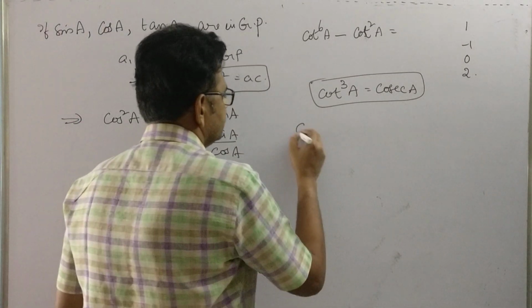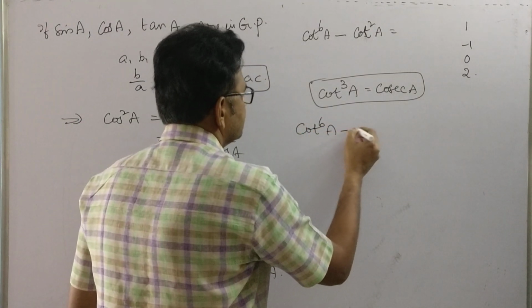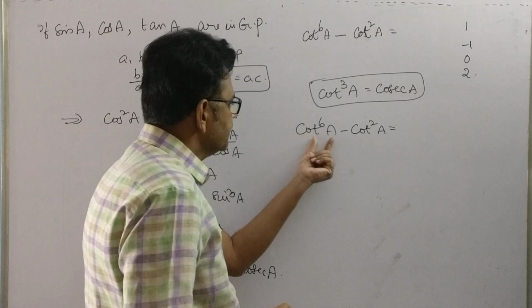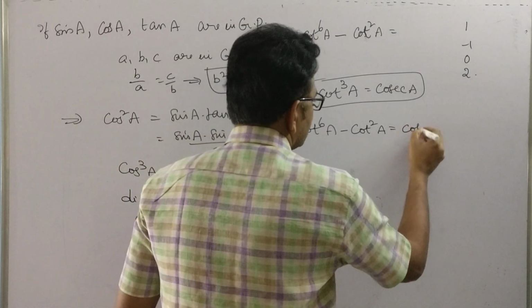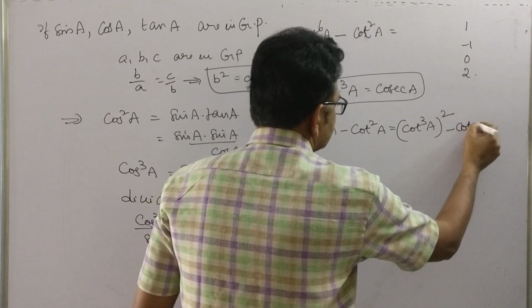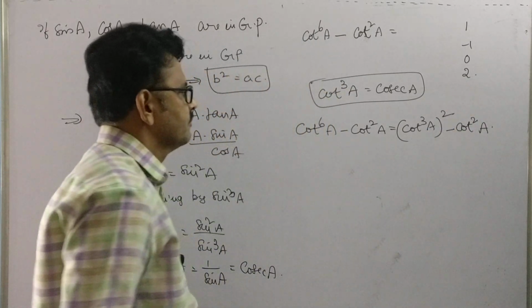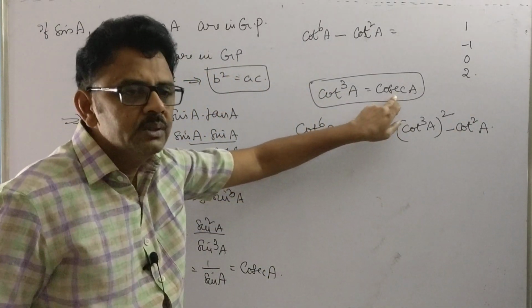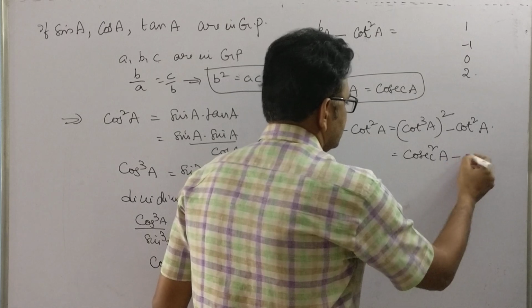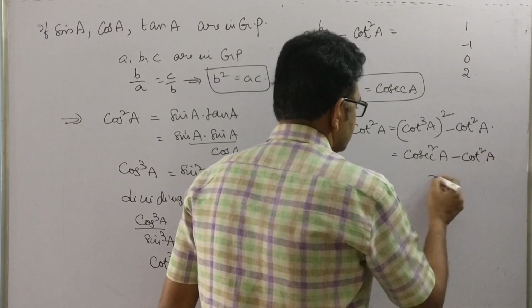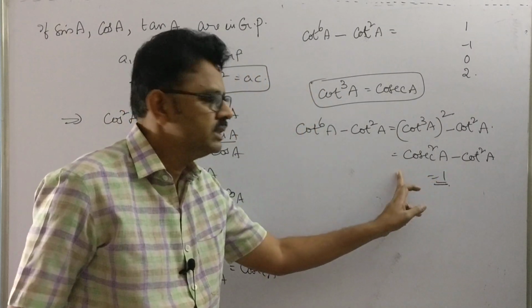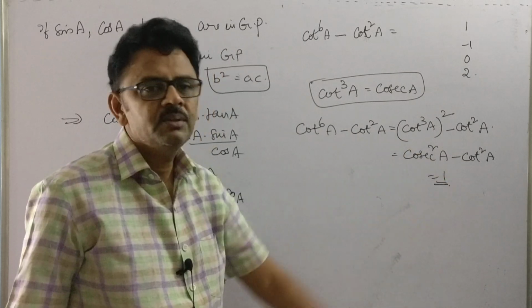Now cot⁶A minus cot²A is equal to, cot⁶A can be written as (cot³A)² minus cot²A. Cot³A equal to cosecant A, so this is equal to cosecant²A minus cot²A. We know that 1 + cot²A is equal to cosecant²A, so cosecant²A minus cot²A equals 1.